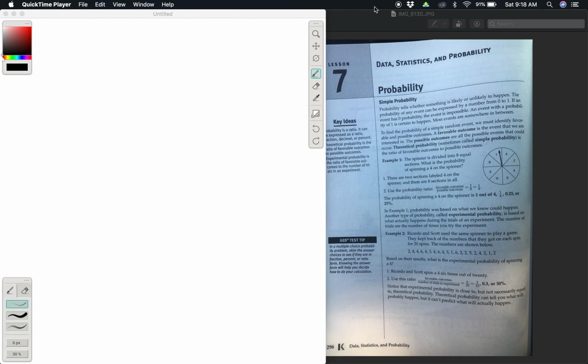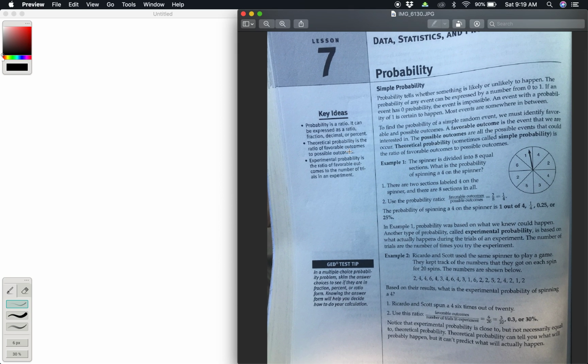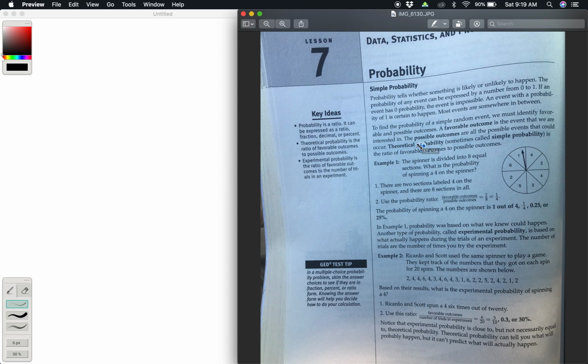This one that we're going to do is on probability, and it's on page 296 of your Kaplan GED book, 2019. Well, let's get started here. So basically, with probability, we're going to be talking about two different types of probability, as far as the GED brings up on this particular page. What this page talks about is theoretical probability, which is sometimes called simple probability. And then there is experimental probability.